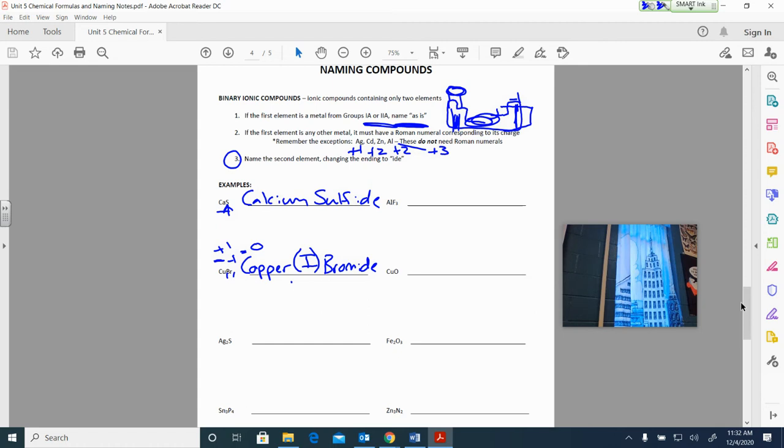All right, let's do one like that again. So copper, again, we already know where copper's at. It's in the middle of the table. So being in the transition middle section, I know it's going to need Roman numerals in its name. But now I have a new non-metal. So again, the second element, still rule number 3, I'm going to change its ending to -ide. So I find O on the periodic table. O is oxygen. So it becomes oxide, like that. But I need to figure out the Roman numeral charge.